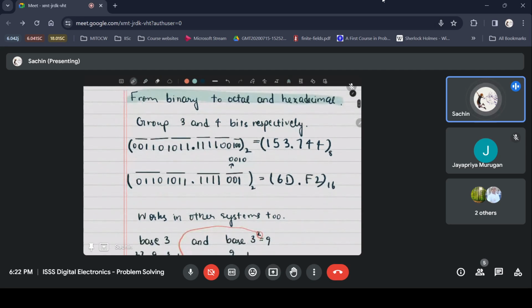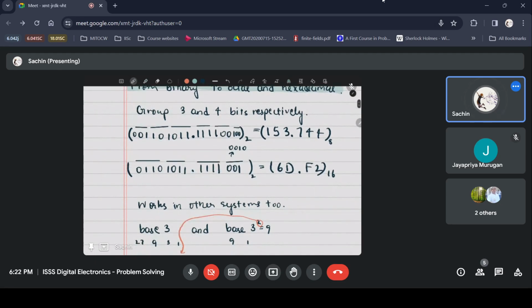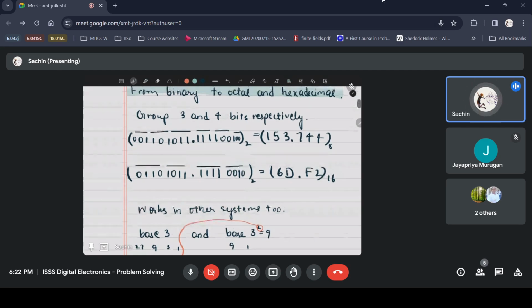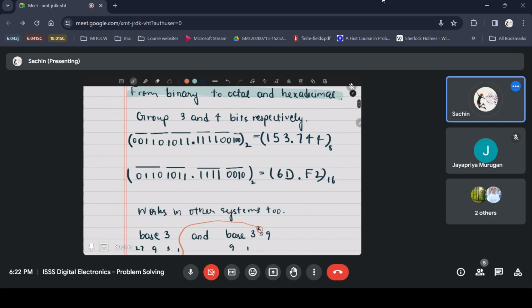In hexadecimal, the grouping is done 4 bits at a time. So for the same number, if you want to group it into 4 bits, here again you'll have to add a 0 at the end to make a group of 4. It will result in this hexadecimal number.